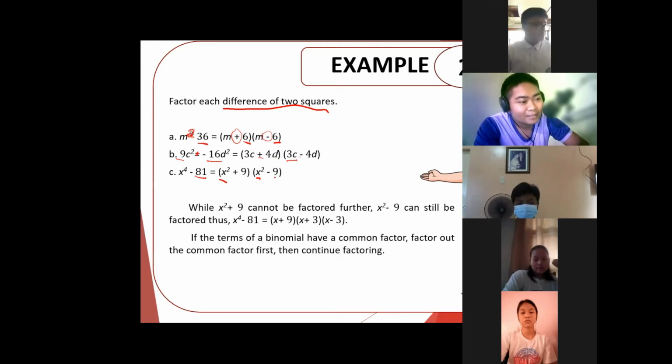So, naintindihan ba? Naintindihan ba? Ayan. So, let's try to have another example.